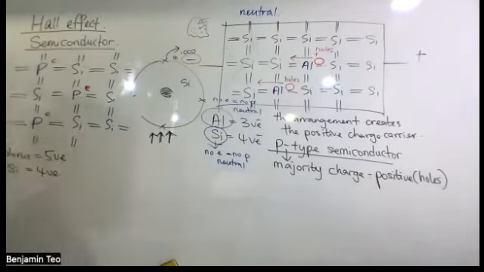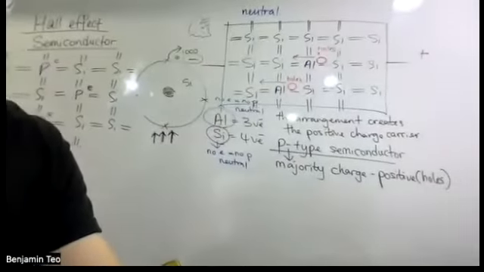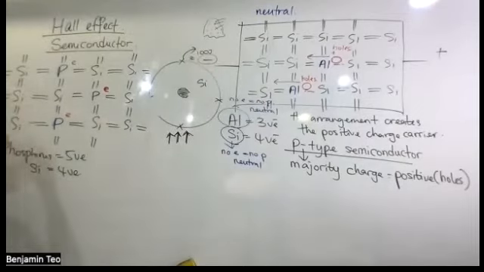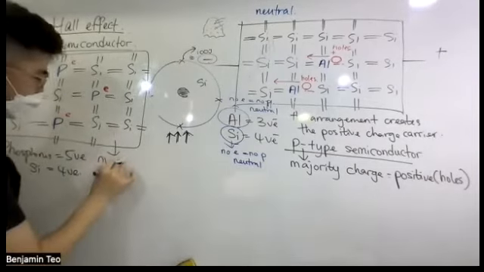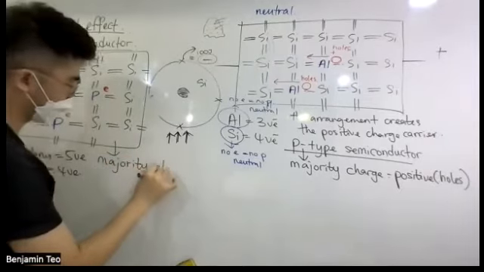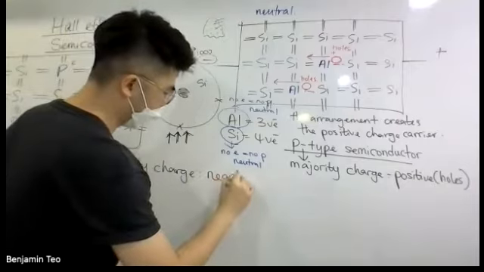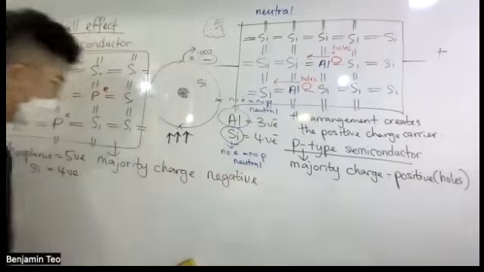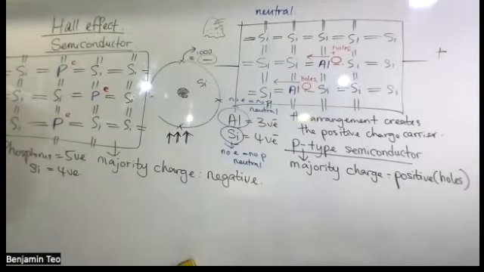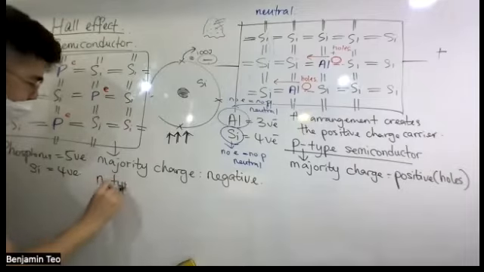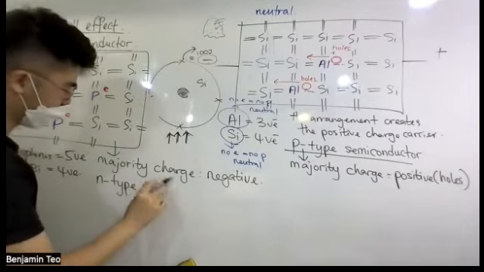What is the majority charge? The majority charge now is the negative charge. So again, think of this as a piece of semiconductor, majority charge carrier, negative charge. And what we call this type of semiconductor, we call it negative, right? So N-type. N-type semiconductor.